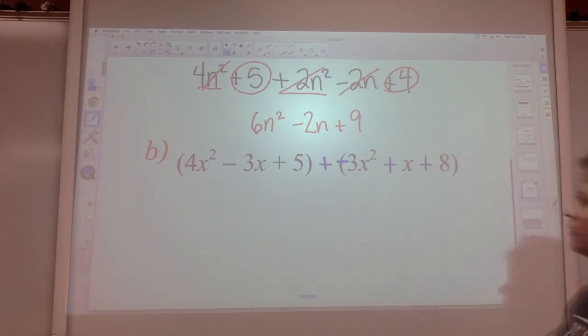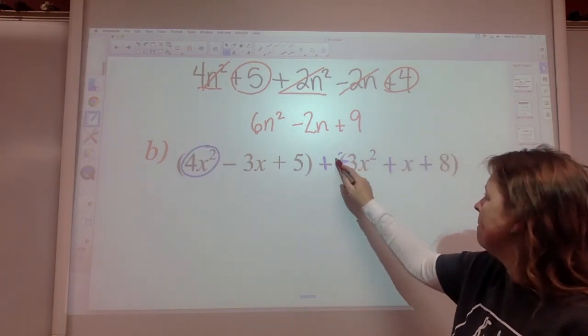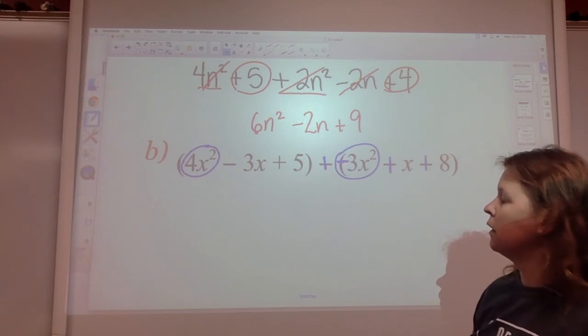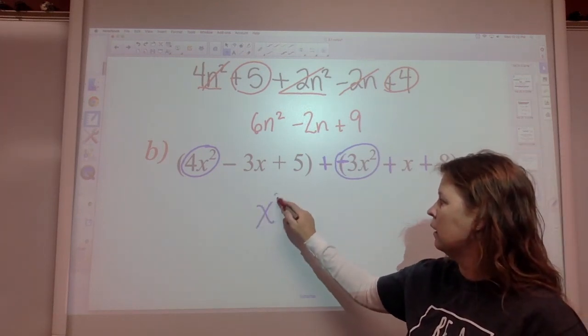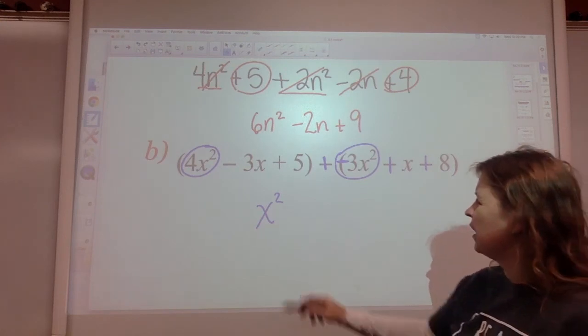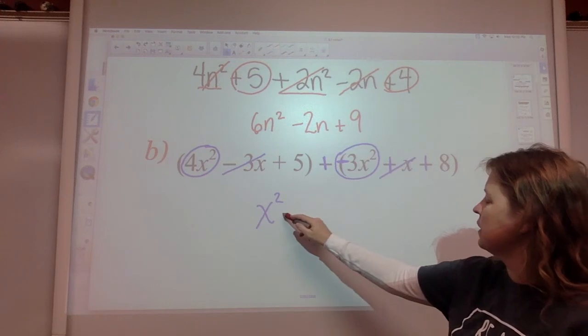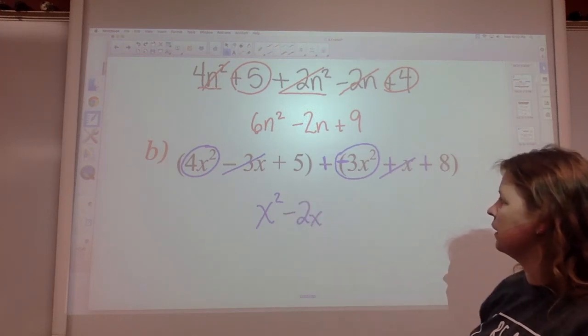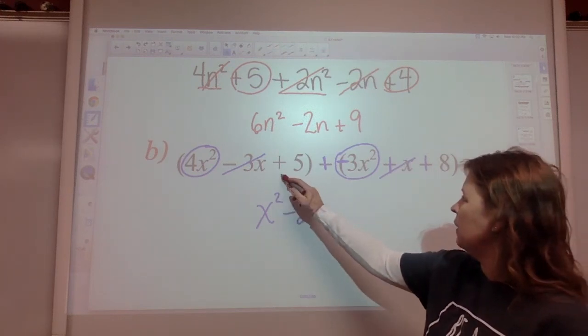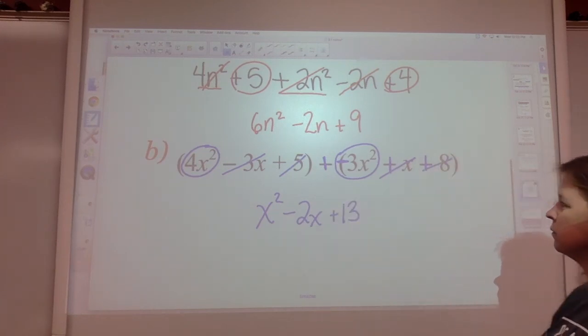Now go ahead and add like terms. We have 4x squared minus 3x squared, and 4 minus 3 is 1x squared. Don't put the 1. Negative 3x and positive x. Negative 3 plus 1 is negative 2x. And 5 plus 8 is 13. Final answer.